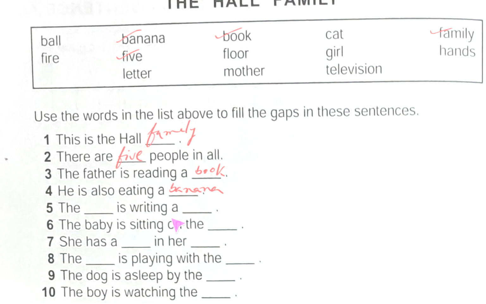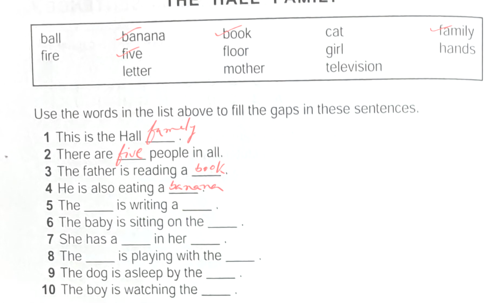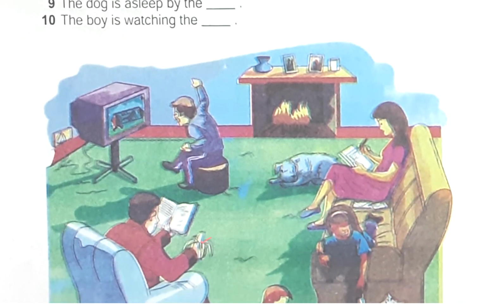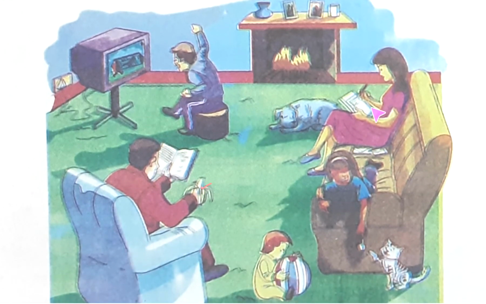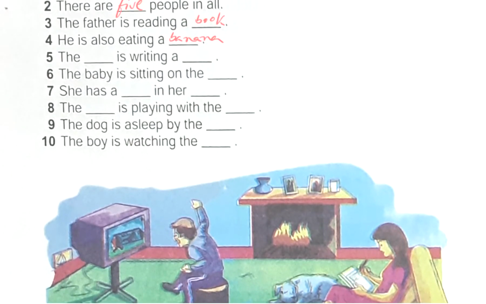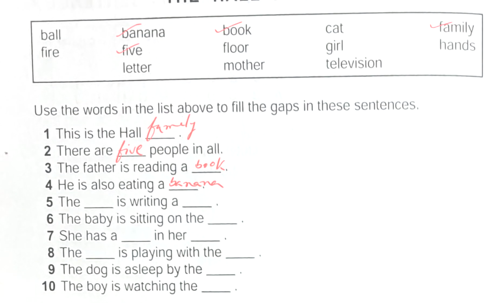The dash is writing a dash. See, let's see here. If we see closely, we find the mother is writing something. So let's see what words we find here. Ball cannot be written. Then cat cannot be written, fire, no, floor, no, girl, no, hands, no, letter. Letter can be written by whom? By mother. So we can write here the mother is writing a letter.